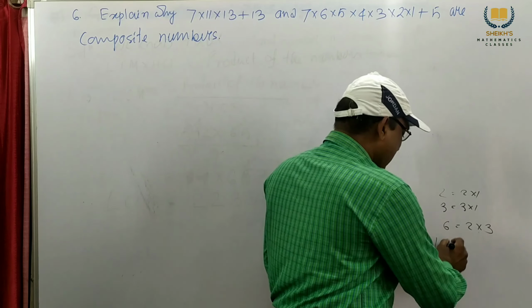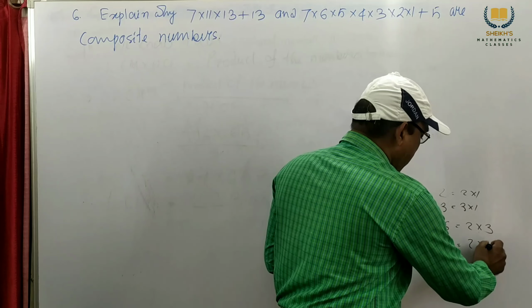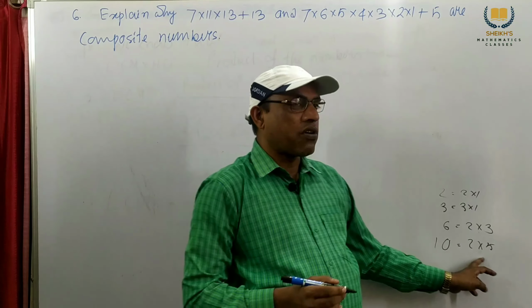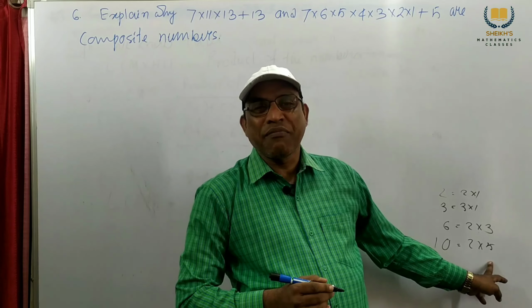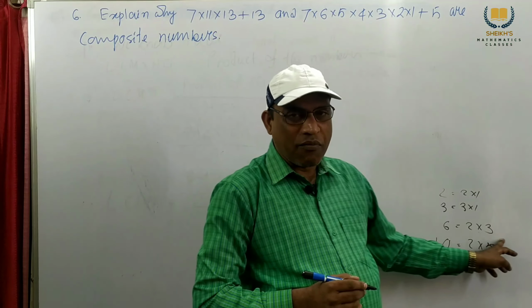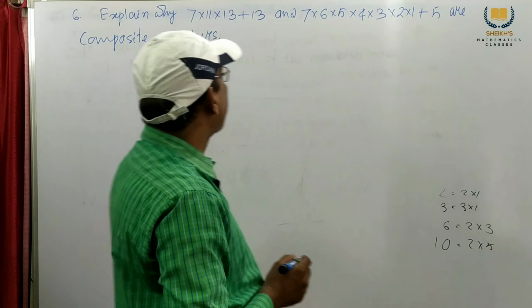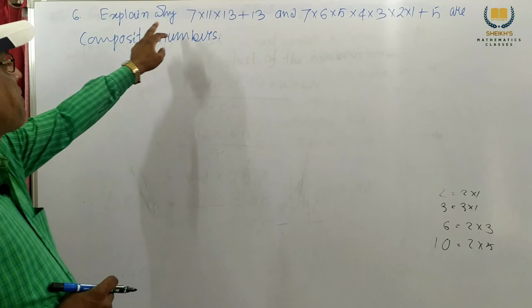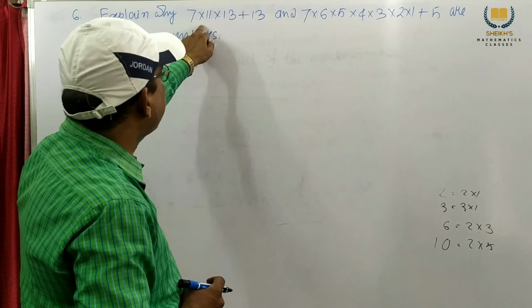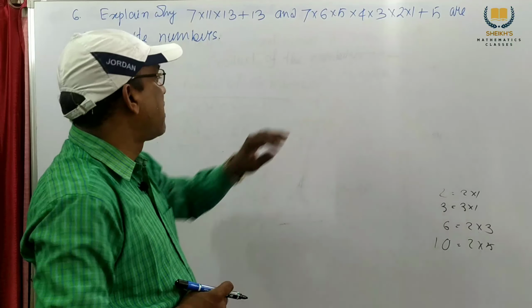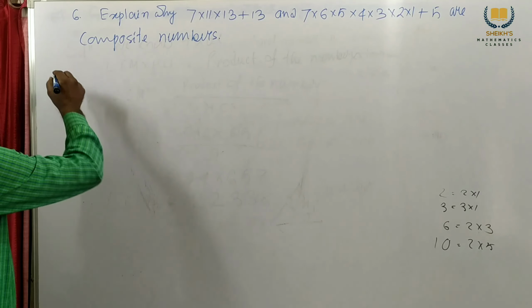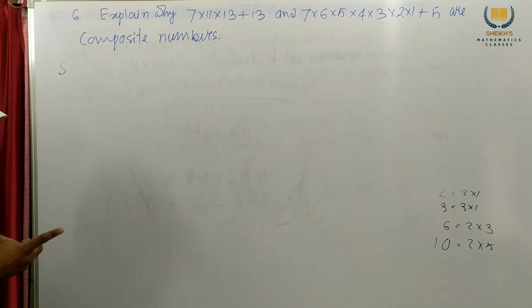Suppose 10 equals 2 into 5. So this is a product of two prime numbers, so 10 is a composite number. 6 is a composite number. Now our problem: explain why 7 × 11 × 13 + 13 and these are composite numbers. Now the solution starts. We start the solution.